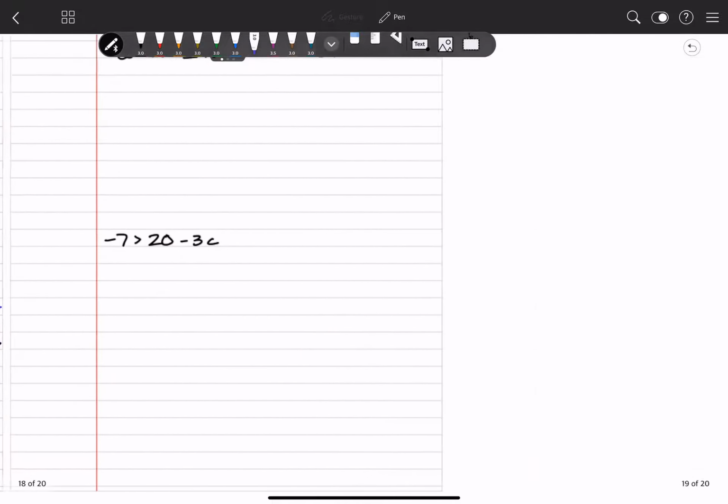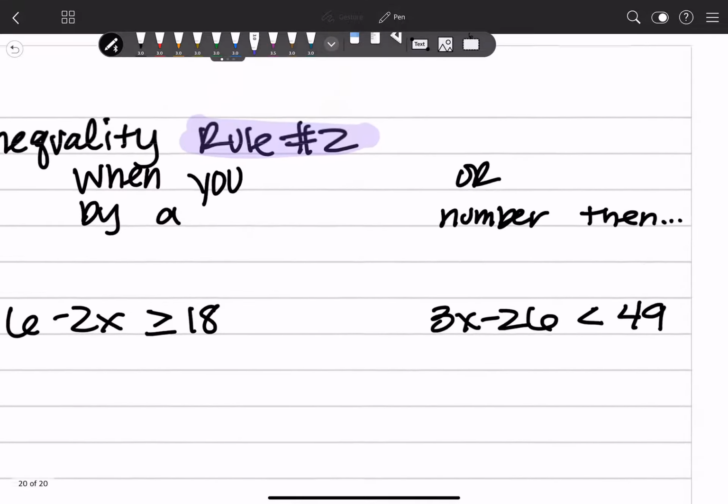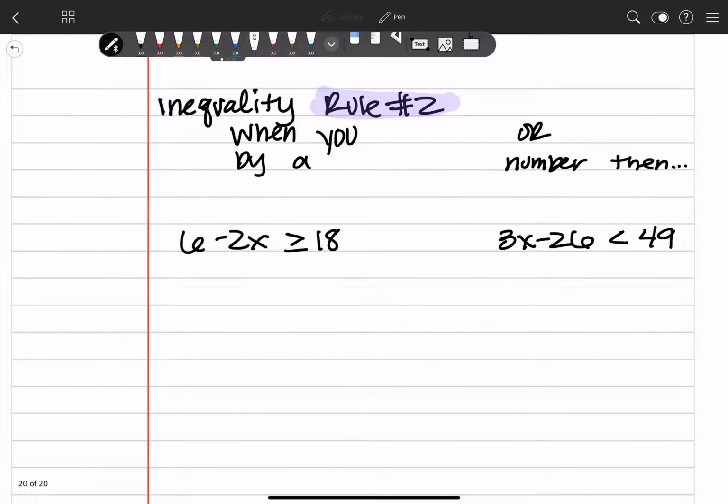Now, there is one more rule that we're going to talk about. And this is one of the most important rules that you're going to see. The other rule, rule number 1, that one makes your life easy. And why would you work harder when you can work smarter? Okay? So, here it is.